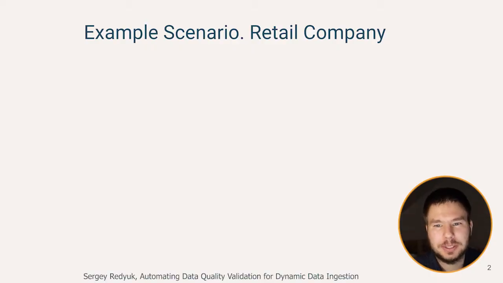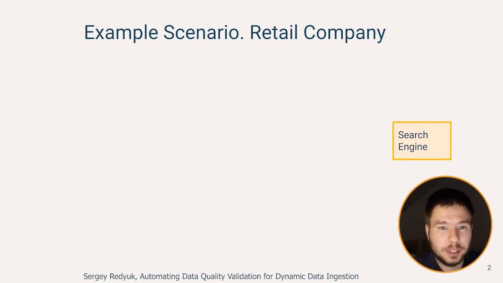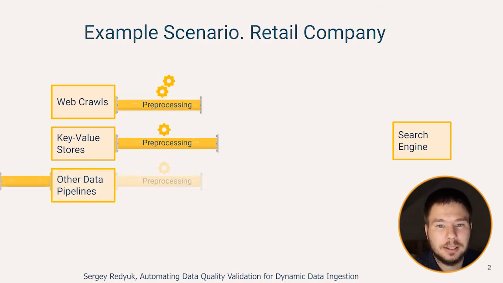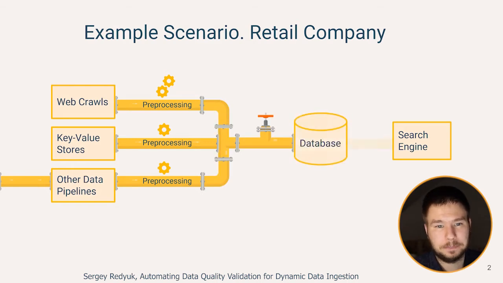Imagine a data engineering team at a retail company that maintains a search engine for products. They regularly collect, pre-process, and ingest product data from web crawls, key value stores, or data pipelines from other teams in order to index this data and keep the search engine up to date. Note that these data sources rarely implement any integrity constraints, as it would have been done in traditional relational databases.